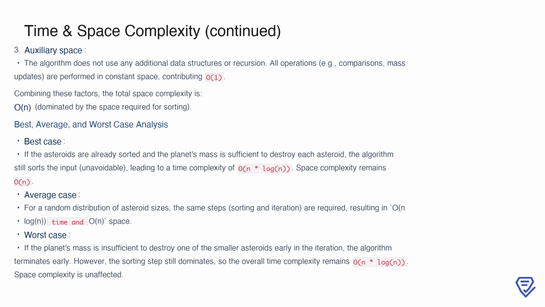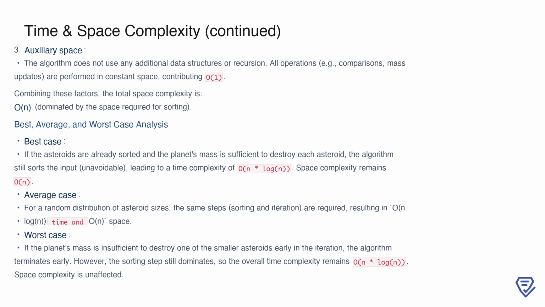Now, let's analyze the best, average, and worst cases. In the best case, if the asteroids are already sorted and the planet's mass is sufficient to destroy each asteroid, the sorting step is still unavoidable, leading to a time complexity of O(n*log n) and a space complexity of O(n).